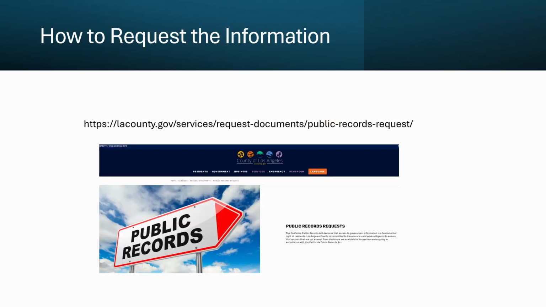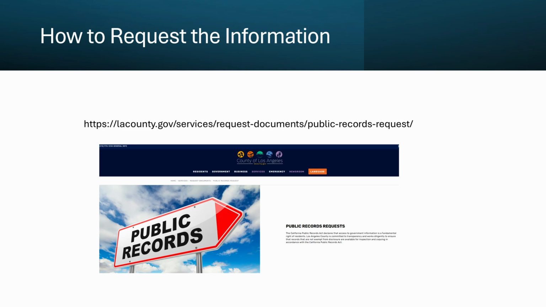Now, my ability to request and receive this information is protected by the California Public Records Act, which states that access to government information is a fundamental right of every citizen. This act is California's version of the Federal Freedom of Information Act. Because my question is specifically tied to spending by Los Angeles County, they are the agency that has those records.